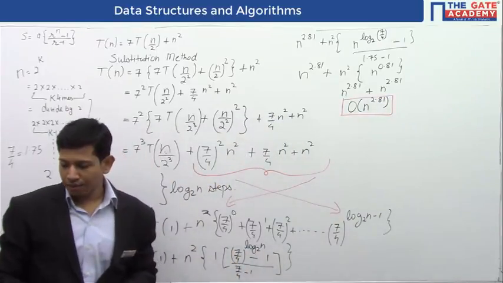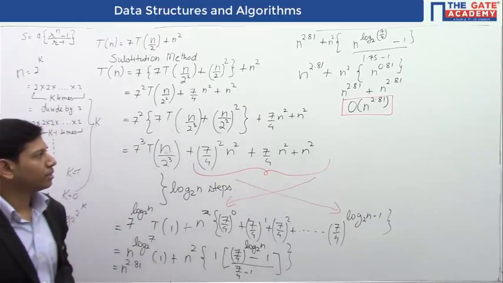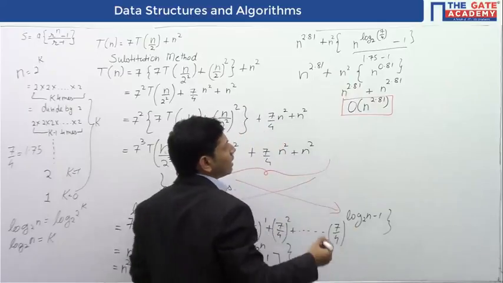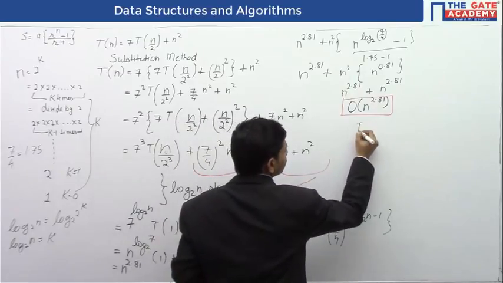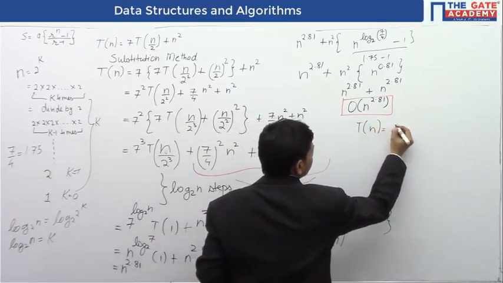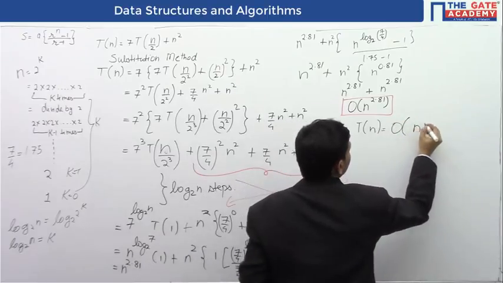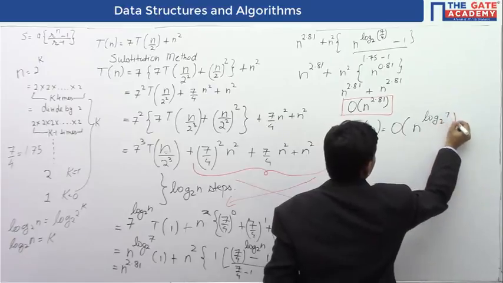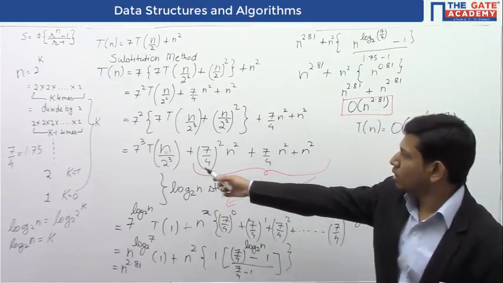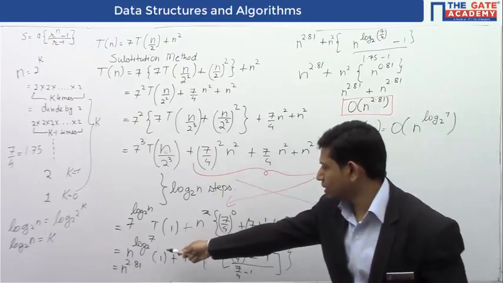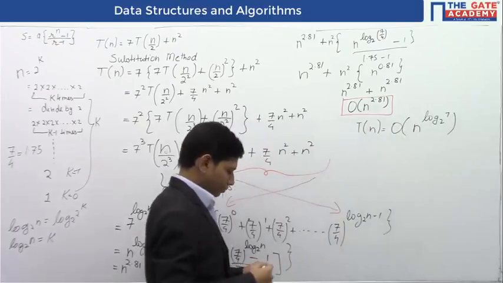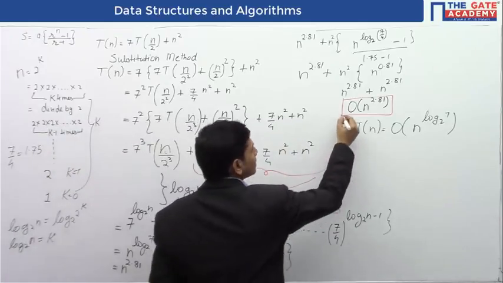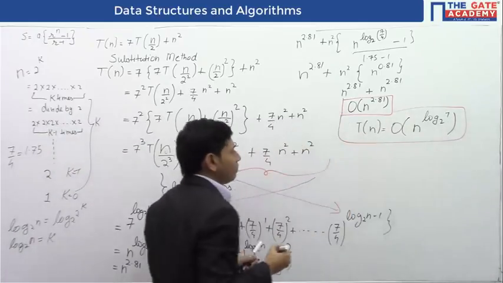We can also write this as n raised to power 2.81, or log of 7 base 2. Log of 7 base 2 is equal to 2.81. In the same way, we can write it as 2.81 or we can write it as log of 7 base 2.